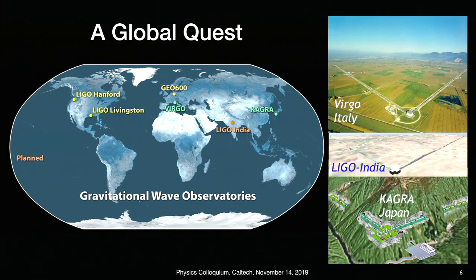It's in Italy. It's a 3-kilometer baseline detector. And with Virgo, we've been, for a long time now, exchanging data and working together. So we really talk about ourselves as a LIGO-Virgo collaboration.